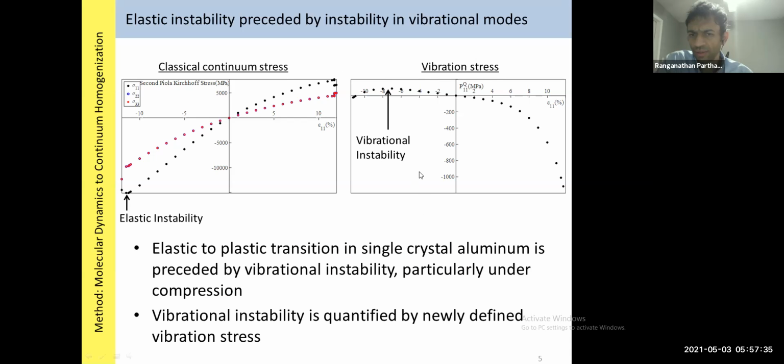Now, in another work, we have also found that a so-called vibration stress, which captures the energy due to the change in the atomic vibration, serves as a precursor to elastic instability in single crystal aluminum. Before the actual elastic instability onsets, the vibration stress shows an instability.